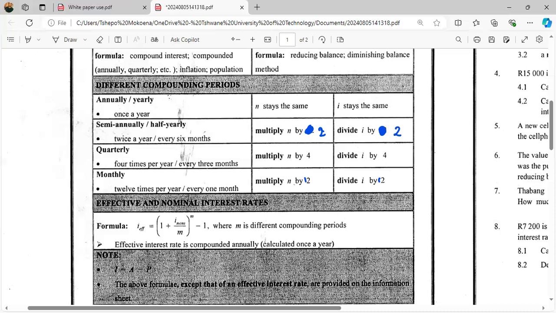Okay. All right, and then how to determine the interest? We say accumulated minus the principal, but we'll look at that through the questions.